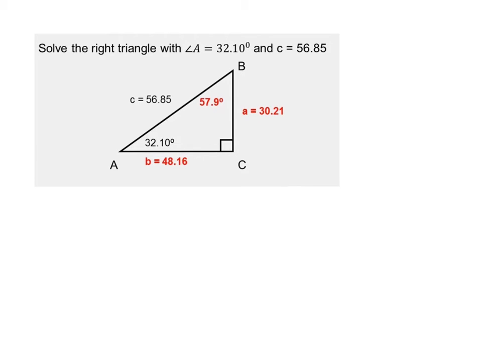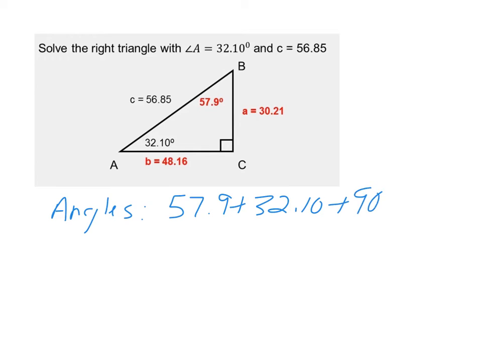Our final step in solving the right triangle is to make sure that we have correctly calculated our sides and our angles. So to begin, I'm going to check my angles. And all of my angles should add up to be 180 degrees. So I'm going to add 57.9 plus 32.10 plus 90, and they do add up to be 180 degrees. So all my angles are correct.